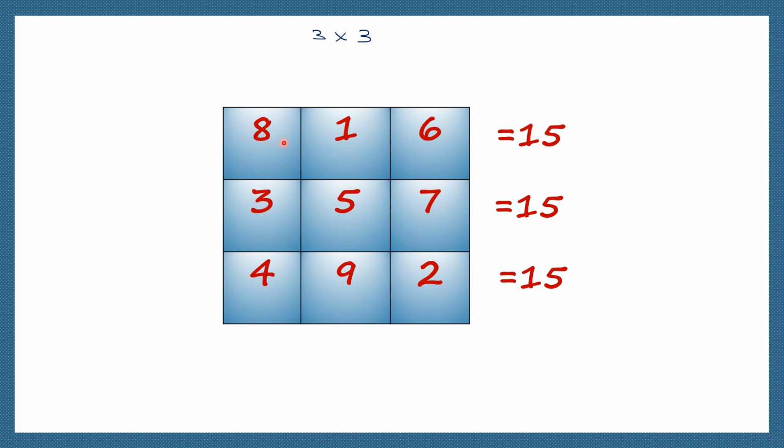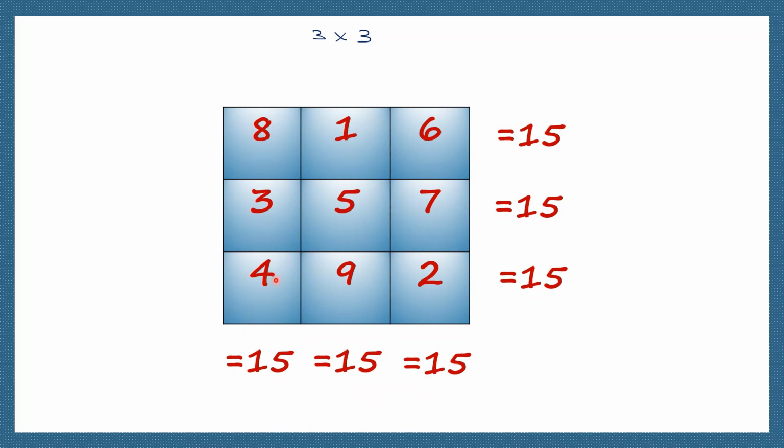Now let's try the columns. 8 plus 3 is 11. 11 plus 4 is 15. Now 1 plus 5 is 6. 6 plus 9 is also 15. Now let's try the third row. 6 plus 7 is 13. 13 plus 2, again that's also 15. So the rows, the first row is 15, second row, third row, all same answer. Now the columns, the first column, the second column and the third column, all same answer.